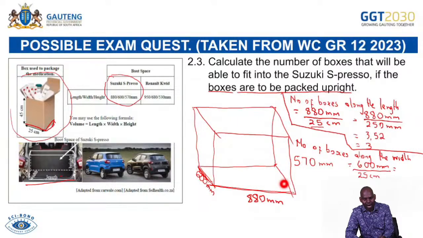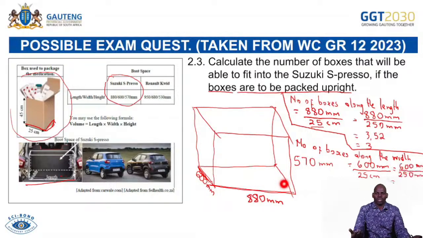centimeters. But remember, I've already done the conversion. You know that this is the same as 600 millimeters divided by 250 millimeters. This will give me the number of boxes that are going to fit breadth wise or width wise. So for the width wise, it's 600 divided by 250, and this gives me 2.4. Then this will give me 2. I'll also round it down. The number of boxes that are going to fit width-wise is 2.